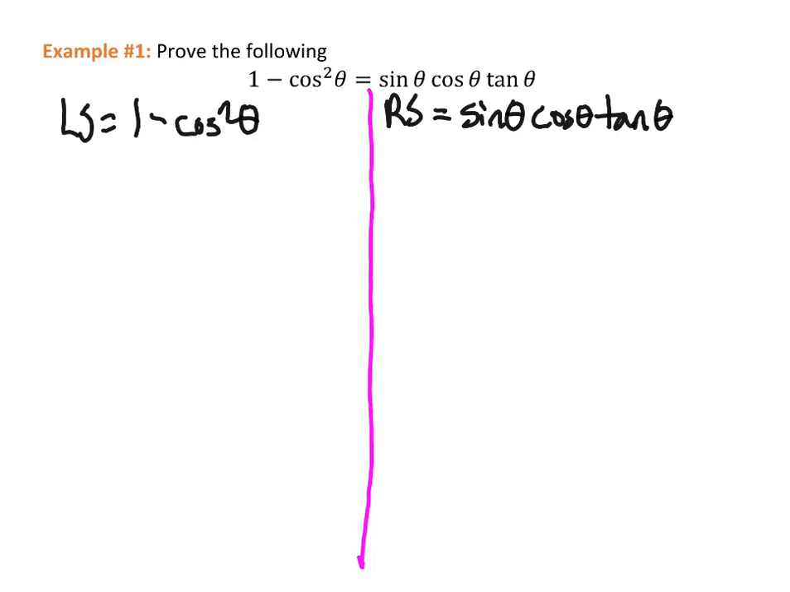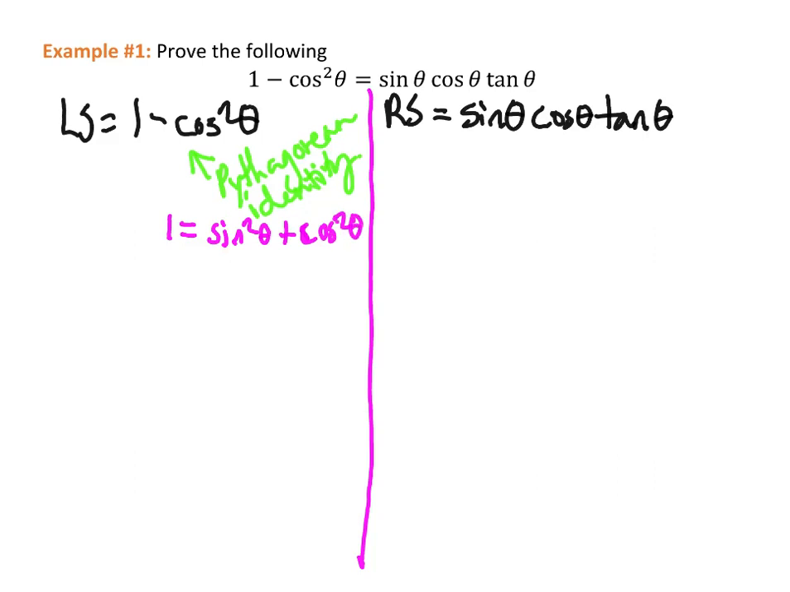So this is where we need a few common tricks. If you see something that looks like 1 minus cos squared theta, or 1 minus sine squared theta, this reminds you of the Pythagorean identity. The Pythagorean identity, if you remember, is this: 1 is equal to sine squared theta plus cos squared theta. But if I move the cos squared theta to the other side, I would have this, right? 1 minus cos squared theta equals sine squared theta.